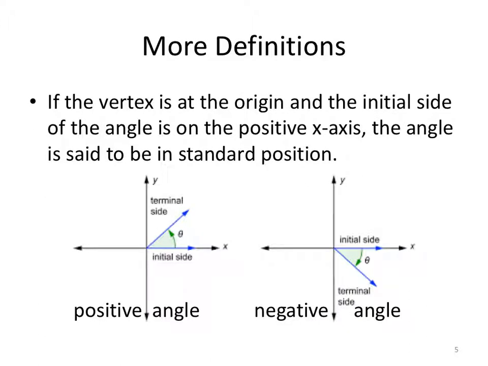A few more definitions. If we put the vertex of an angle at the origin of a standard Cartesian coordinate system, the initial side on the positive x-axis, then we call the angle in standard position. We rotate up if it's a positive angle, we rotate down for a negative angle. When we rotate up for a positive angle, remember the sun rises in the east and comes around and sets in the west. So a positive angle follows the motion of the sun, whereas a negative angle is clockwise. It follows the motion of the hands of a clock. So a positive angle goes up and over, a negative angle down and over.